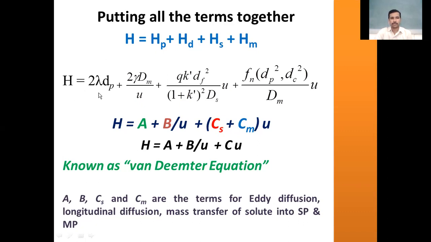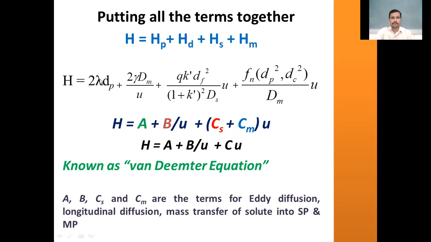for an individual solute is equal to 2 lambda dp plus 2 gamma Dm divided by u plus q k' Df squared divided by (1 plus k')² Ds u plus a function of dp squared Dc squared divided by Dm u. All the terms have been summed up, that's it.